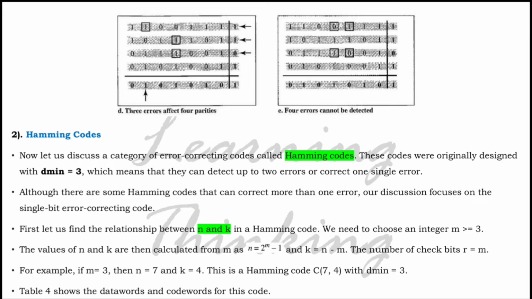So next one is Hamming code. Hamming codes I think we have already discussed. We can just now go through that. So let us discuss the category of error detecting code called Hamming codes. These codes are originally designed with the d-min equal to 3.